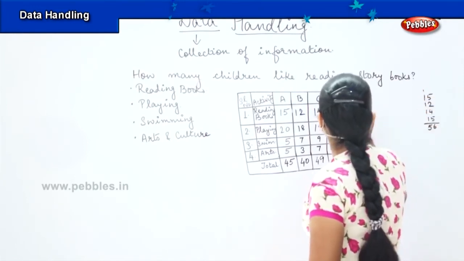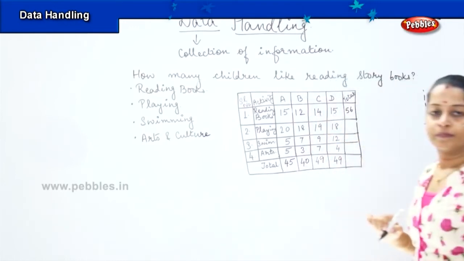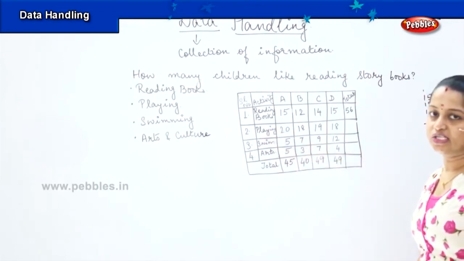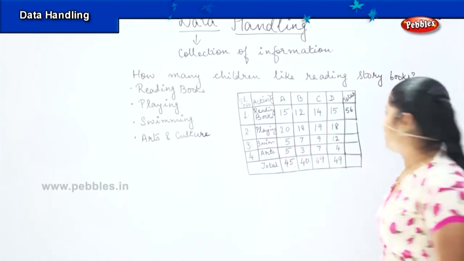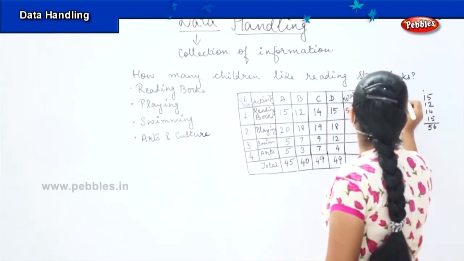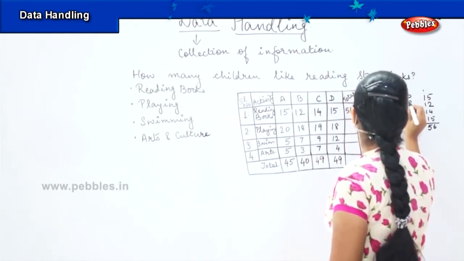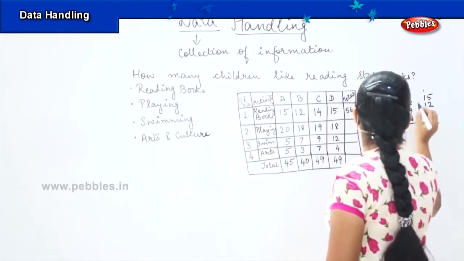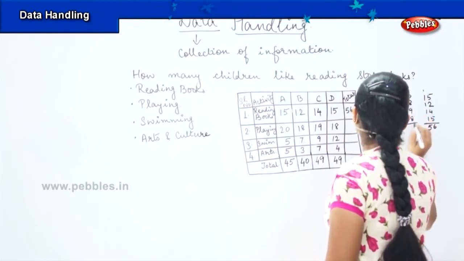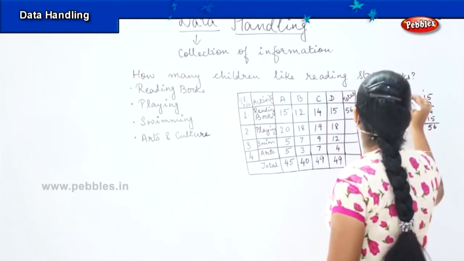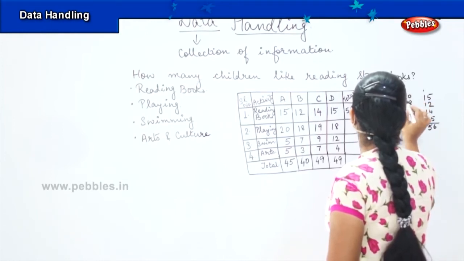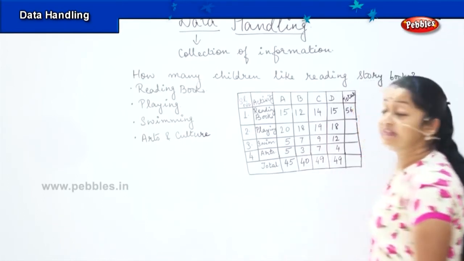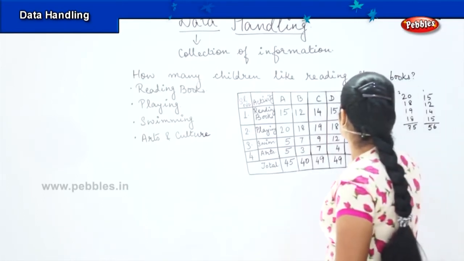So we have a total of 56 children who like reading books. The next is we need to check how many children like playing. Okay, so we will solve it again. 8 plus 9, 17, 17 plus 8, 25. 2 to 4, 4 plus 1, 5, 5 plus 1, 6, 6 plus 1, 7. So you have 75 children who like playing.